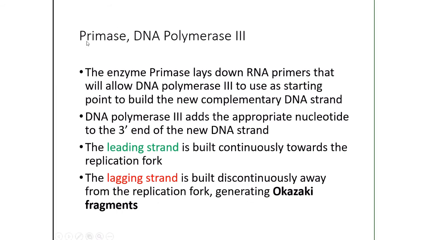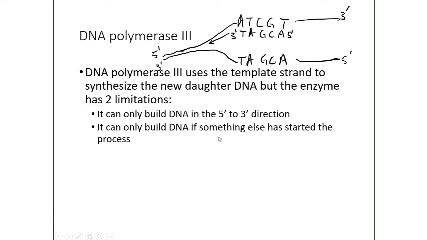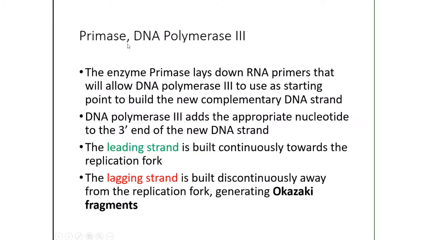So there's an enzyme called primase or RNA primase. That is the enzyme that will lay down RNA primers so that DNA polymerase 3 will know where to start. Okay, so that solves problem number 2. Okay, DNA polymerase 3 doesn't know where to start. The primase will put down a few nucleotides in the form of RNA, and that will guide the DNA polymerase 3 to know where to start.